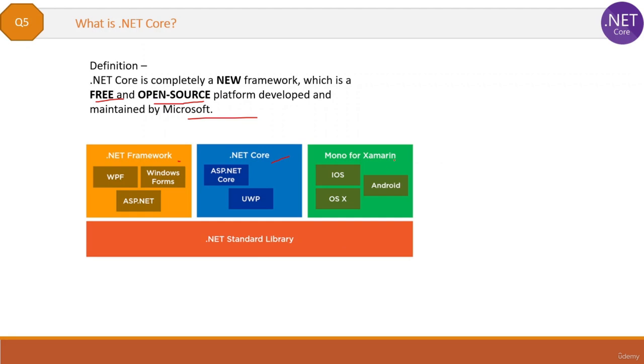Mono for Xamarin is also a different framework. It is used for developing mobile applications. All these frameworks share some common standard libraries which we call .NET Standard libraries, which will be the next question.